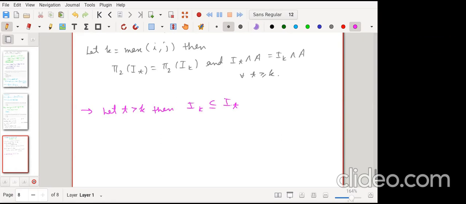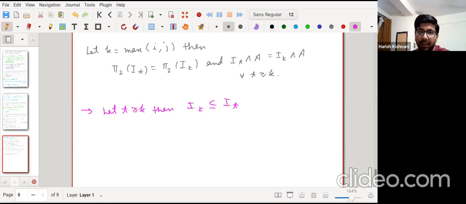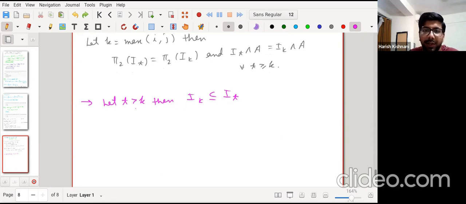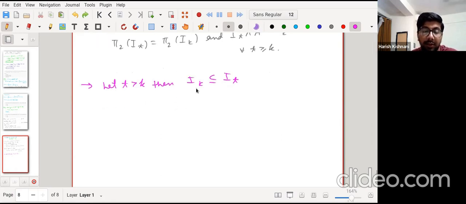This is an ascending chain, na? Yeah, this is an ascending chain. So T is greater than K, and IK has to be contained in IT. So if we can prove that IT is contained in IK, then we are right, and then we are done, right?